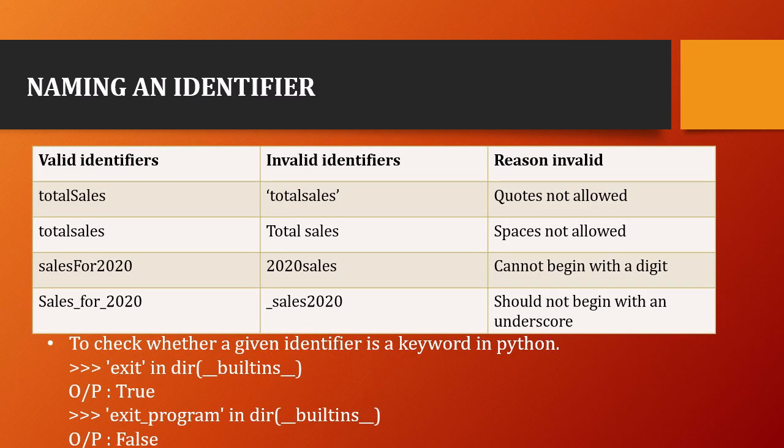Naming an identifier: valid identifiers are total, Sales, where a capital letter in between the string is fine, total_sales, and sales_for_2020, so numbers and underscores are accepted in between the string. Invalid identifiers: we should not start with quotes, total sales with a space is not allowed, 2020sales cannot begin with a digit, and _sales2020 should not begin with an underscore. So these are the valid and invalid identifiers.